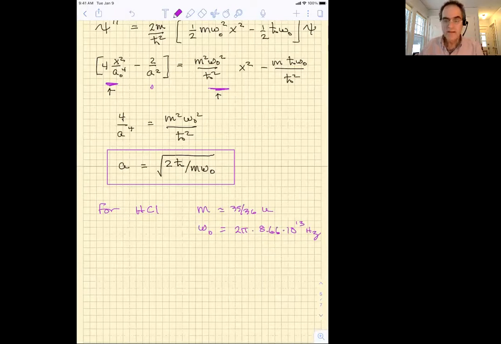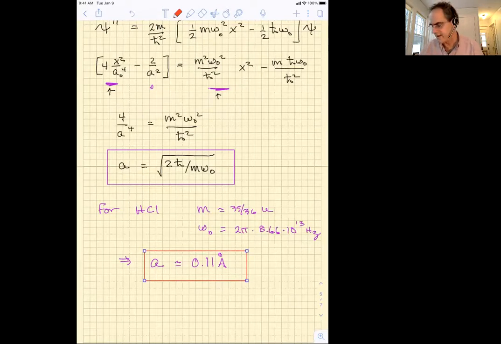Okay, very good. And if you've done the calculation now, then you've found that a is approximately equal to 0.11 angstroms. So that gives you an idea. This is not the size of the molecule. What this is, is an estimate of the uncertainty in the position of the hydrogen atom in the molecule. And it's not that big, but it's also not that small. It's about 10% of the diameter of the atom. All right, well, let's stop here.